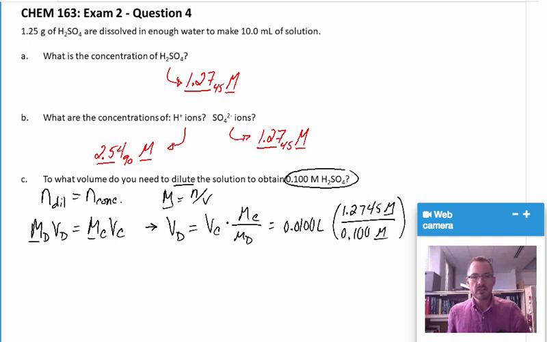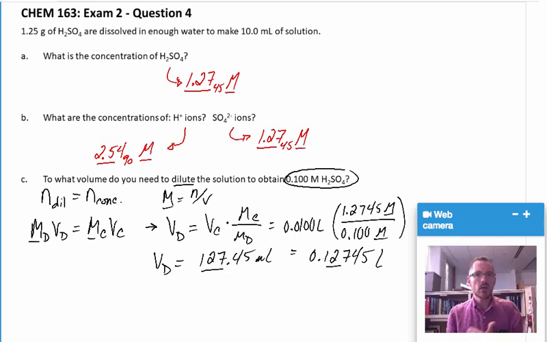And when I plug this in, I'm going to get a volume of diluted as 127.45 milliliters. However, this is going to be to 3 significant figures because everything here is in 3 sig figs. This is also going to be the same thing as 0.12745 liters, also to 3 significant figures. And since they didn't really specify what units to use, you can use either or. So the volume of diluted will be 0.127 liters, which is equal to 127. milliliters.